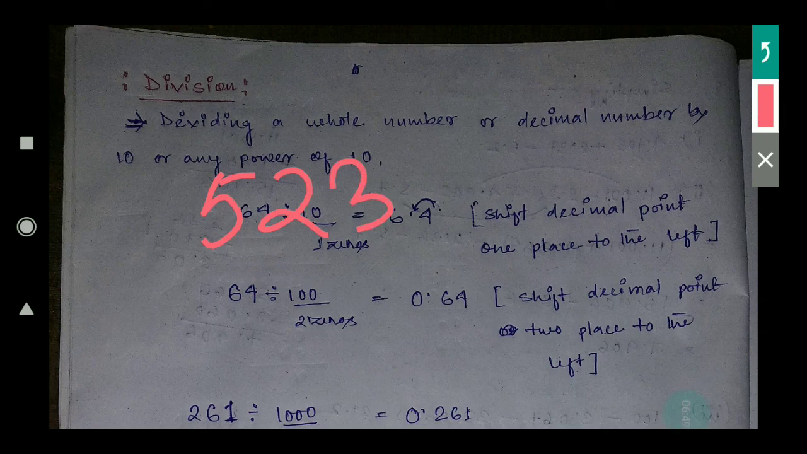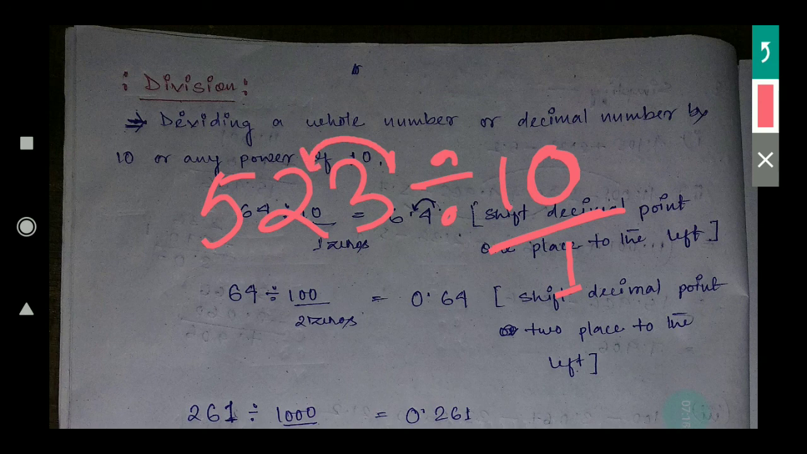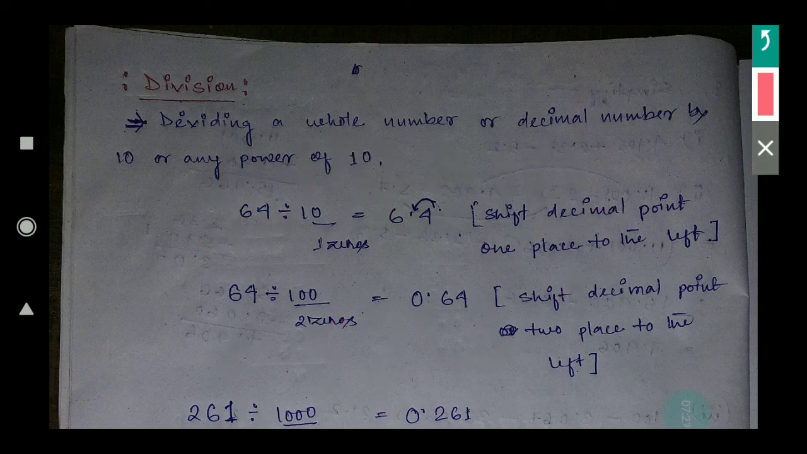The first case we will discuss is 10 or a power of 10. So suppose it is divided by 10. In 10, the divisor, how many zeros are there? One zero. That means there is no need to do multiplication or division, no calculation. You just have to shift the decimal point from the end by 1 place to the left side. That means your answer will be 52.3.